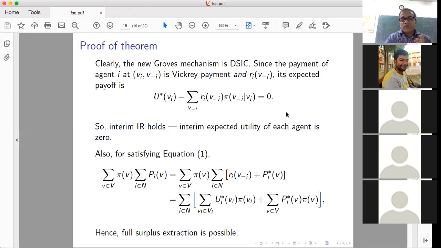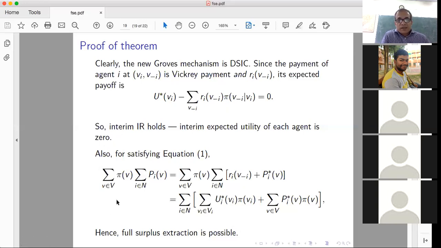In fact, interim IR holds in a very strict sense, in that we are giving everyone exactly 0. And from this, it's clear that we can extract all the surplus, because the expected payoff of every buyer is 0. Hence it must be the case that the seller is taking away all the surplus. And this algebraic manipulation here is just showing you that.